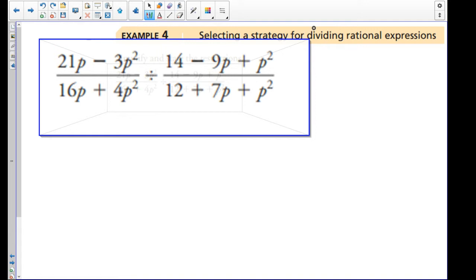What's the difference between this one and the last question? Ah, there's a division in the middle. Does anyone know what to do with that division and how we can change it? Nope, can't cross multiply because it's divided. Multiply by the reciprocal. What that means is we can put a multiplication sign, but we've got to flip the fraction on the right.